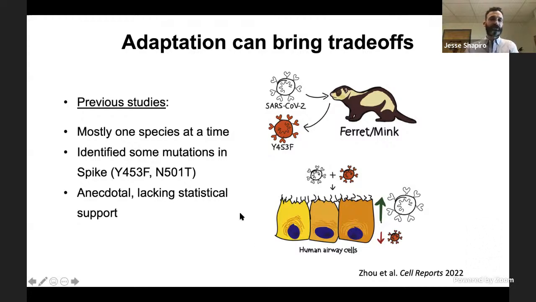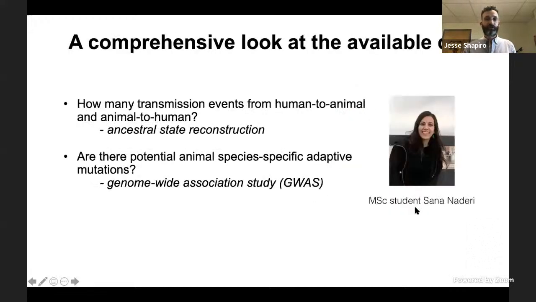So they found some mutations, but these studies are mostly done, either experimental or sampling animals, and it's usually one animal at a time, relatively small studies. So they're kind of anecdotal and they don't really have a lot of statistical support for what the major mutations are that are really associated with different animals. So we decided to have a comprehensive look at the data that is available to ask 2 main questions.